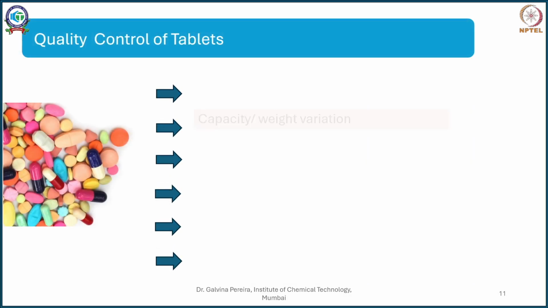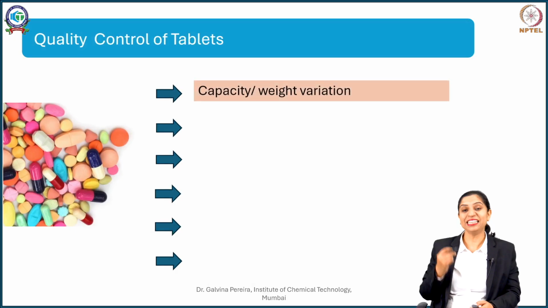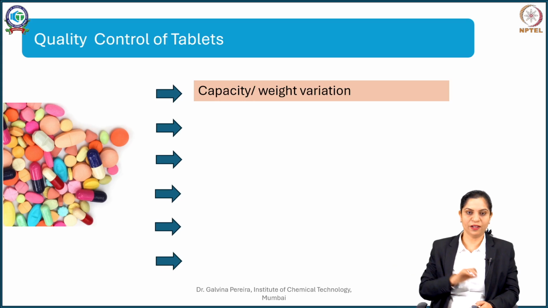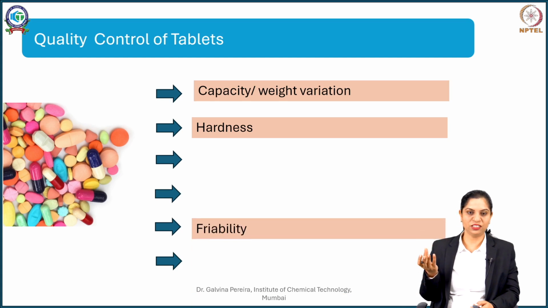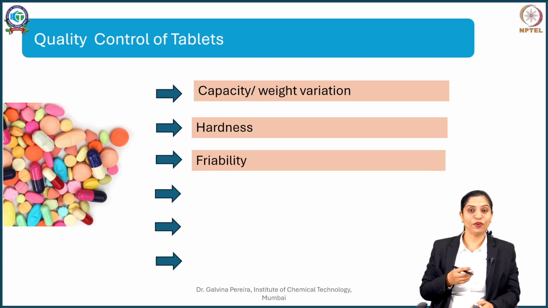Coming to quality control, you have to ensure each tablet weighs uniformly and has the same content, like 100 mg of ashwagandha. Then you have to check the hardness, otherwise if they are not hard enough, they'll just crumble during transportation. Generally it's done by a Monsanto tester. Then you need to check for friability.